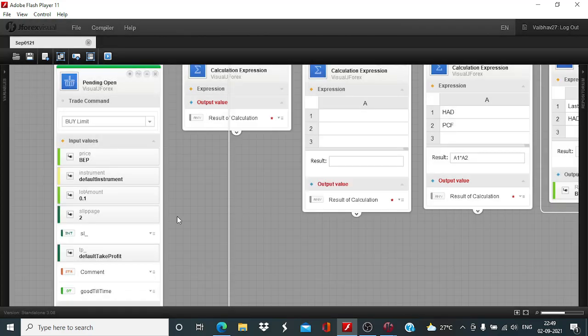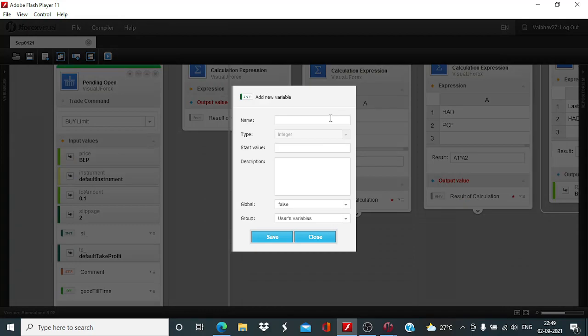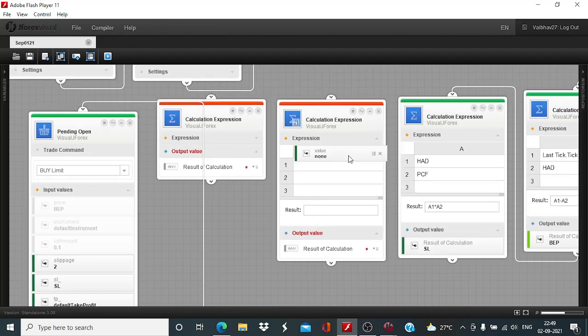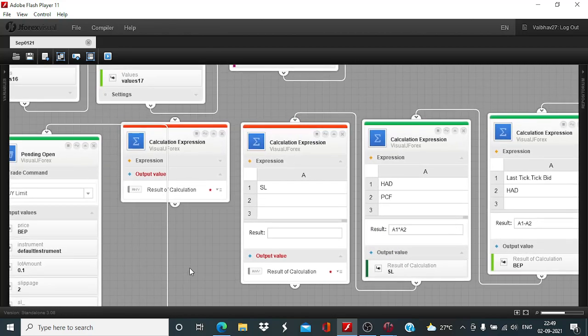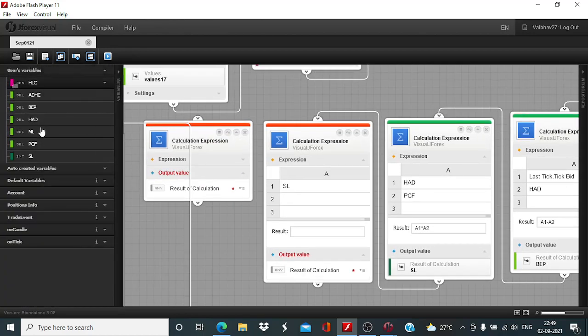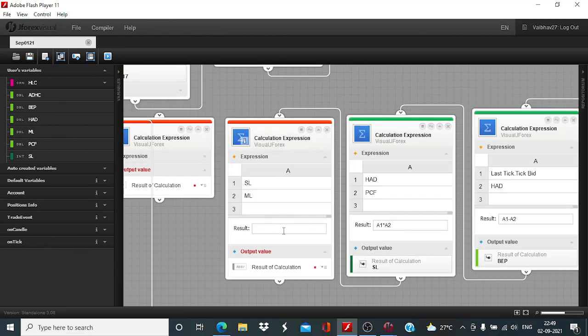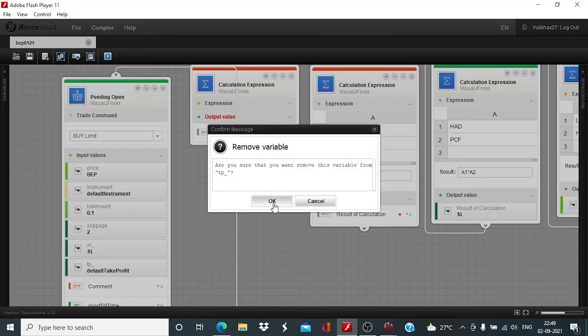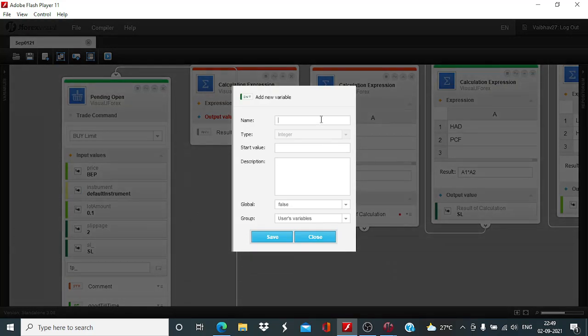I will create a new variable here named stop loss SL, and its value will be derived from this calculation. We will take the stop loss and multiply it with 2 and get the risk reward ratio of 1:2. We already have a variable with the value of 2 ml, so I will take ml and again do the same calculation, A1 into A2, and we get our target price defined in a dynamic manner, EP.